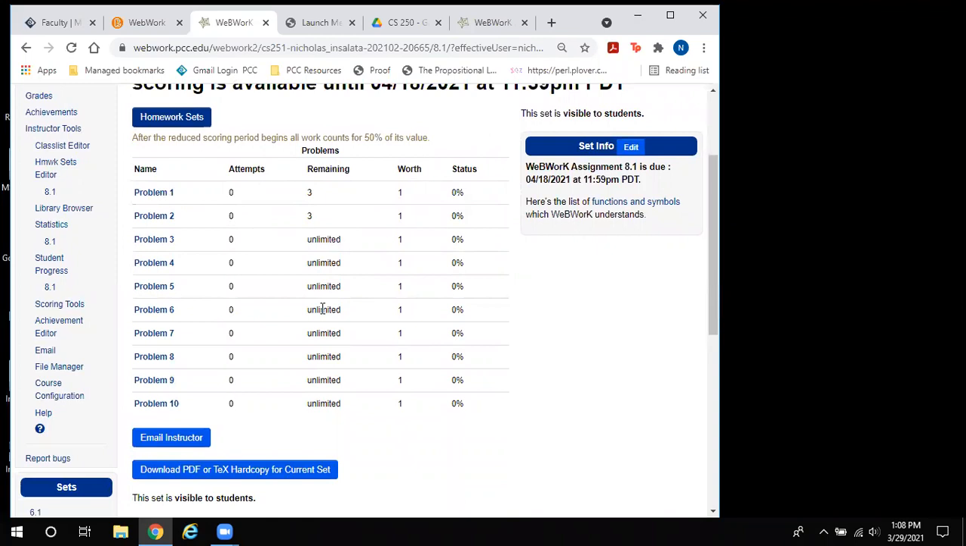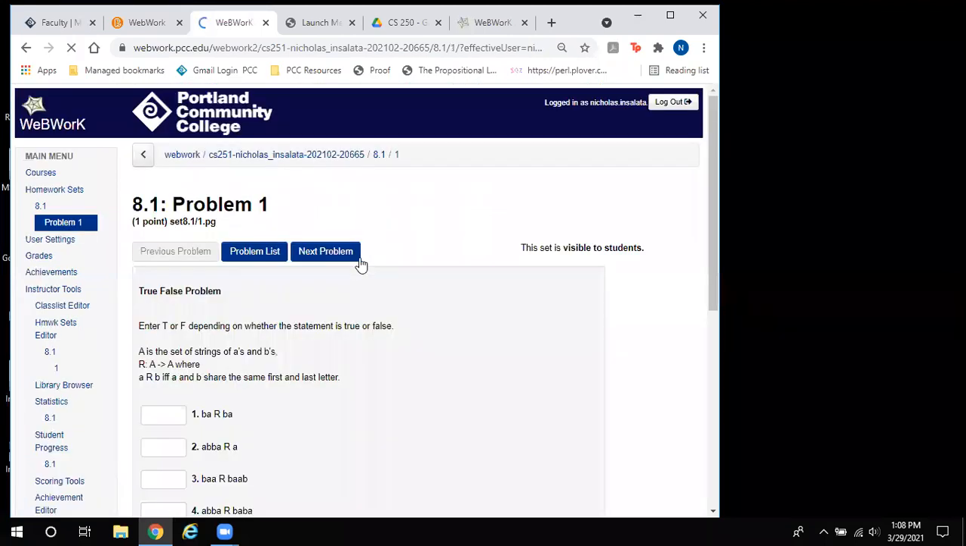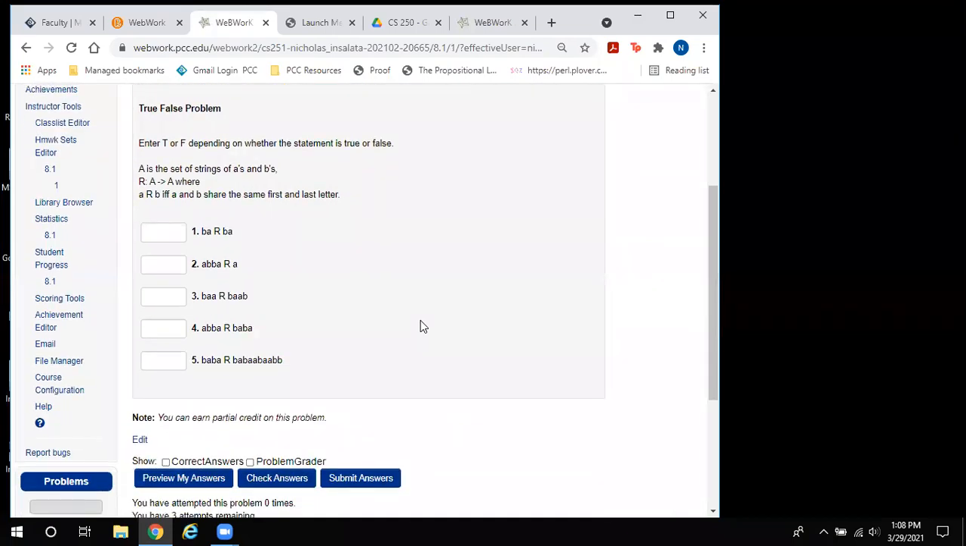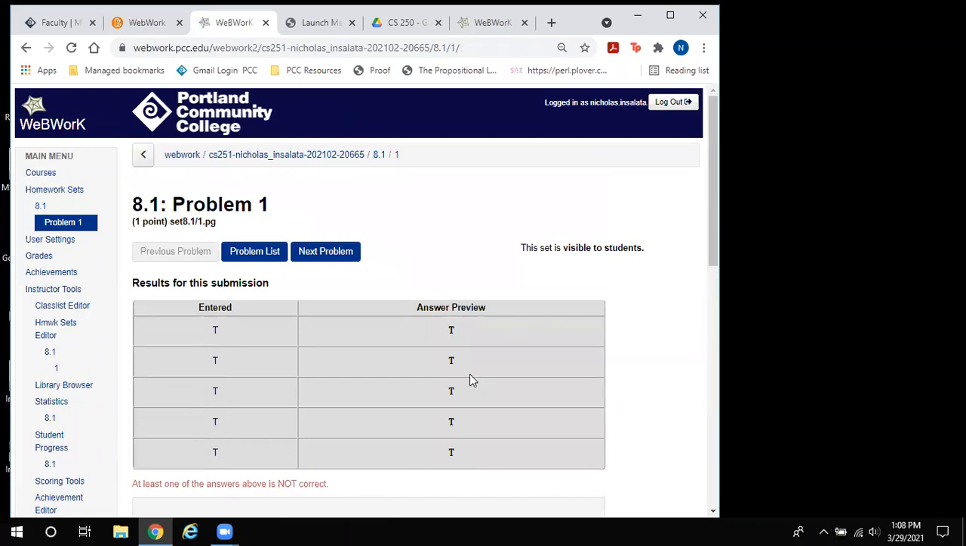So it's important to look at those before you just jump in and waste all your attempts and get the question wrong, right? And if we were to click on one of these, then it gives you the problem. It says, okay, there's a true and false problem. And you just put T's and F's in here. So I'm not even going to read it because we haven't learned this yet. I'll just put all true just to give you an example. Right? And then we'll submit answers.